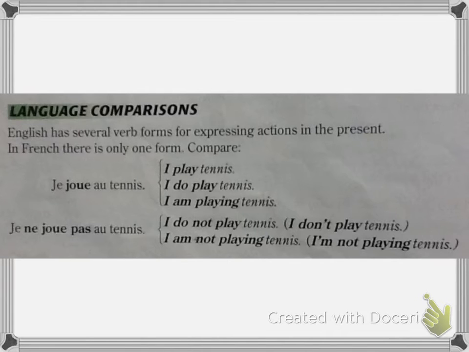Language comparisons. English has several verb forms for expressing actions in the present. In French, there is only one form. Compare. Je joue au tennis might translate as I play tennis, I do play tennis, I am playing tennis. Je ne joue pas au tennis can translate as I do not play tennis or I don't play tennis, I am not playing tennis or I'm not playing tennis.